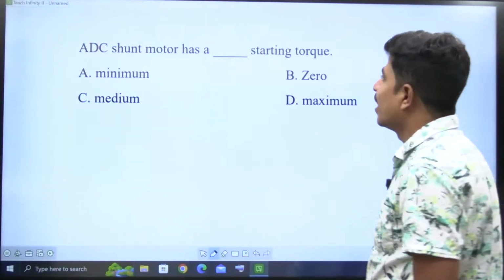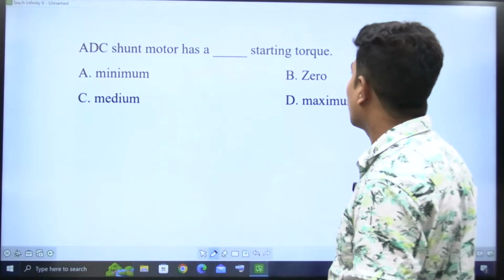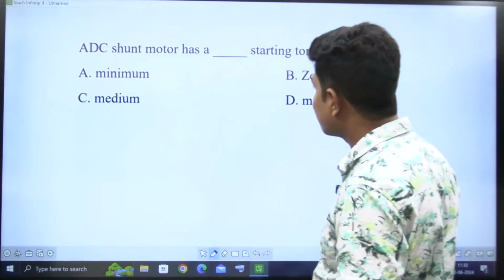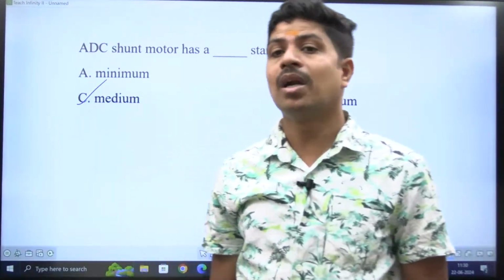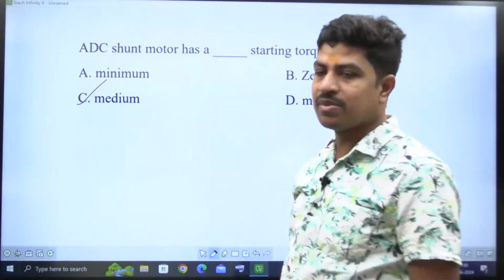Next question, please. A DC shunt motor has dash starting torque. It has a medium starting torque. A DC series motor is going to have very, very high starting torque, but a DC shunt motor is going to have a medium starting torque.